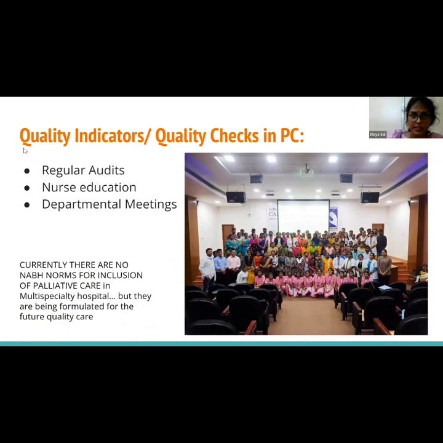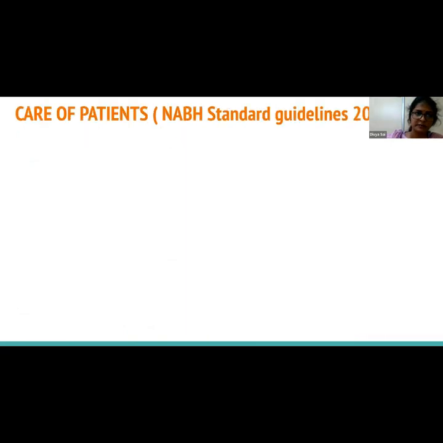By regular audits, nurse education, and departmental meetings. Currently there are no NABH norms in a multi-specialty hospital mandating palliative care, but it is being formulated for future quality care insurance.